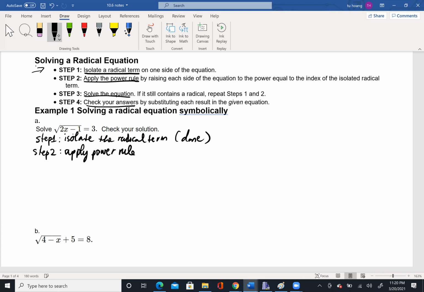So apply the power rule for this problem. You're going to square both sides. So you have the square root of 2x minus 1, and I'm going to square it, equal to 3 squared, right? So I'm going to have what? I have 2x minus 1 equal to 9.